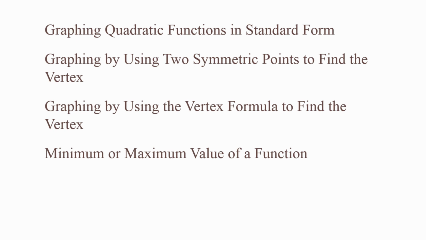Graphing using the vertex formula to find the vertex. The vertex formula is x equals negative b divided by 2 times a. Once you find that value for x, you substitute back into the function and solve for y. The minimum value of a function occurs when you have a positive a and your graph opens upward. The maximum value of a function occurs when you have a negative a and your parabola opens downward.